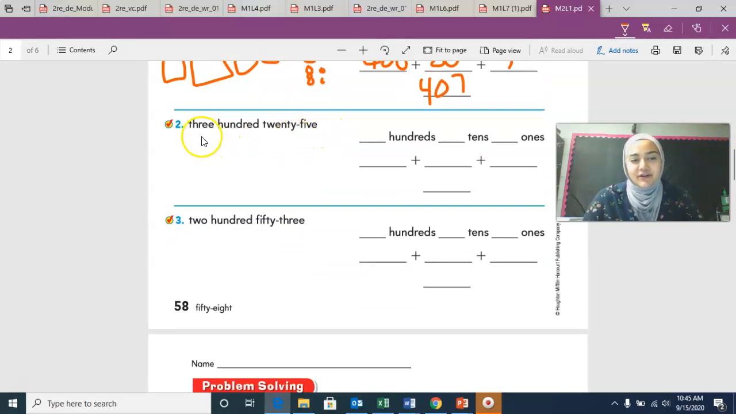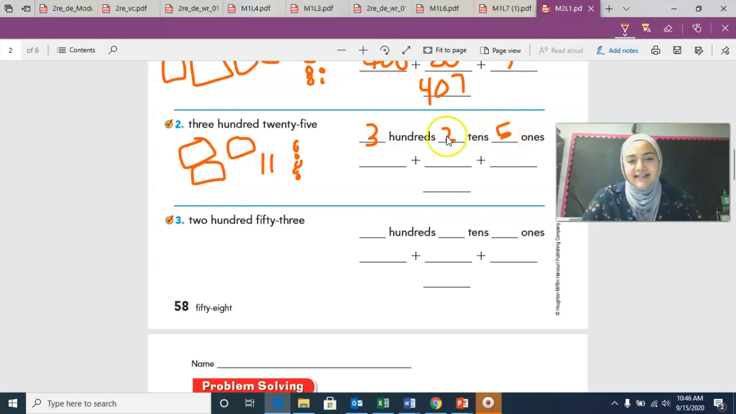325. So there are 3 hundreds. So draw 3 hundreds. 1, 2, 3. There are 25. So 20 is how many tens? That's 2 tens. And then 5 ones. 1, 2, 3, 4, 5. There are 3 hundreds. There are 2 tens. And there are 5 ones.